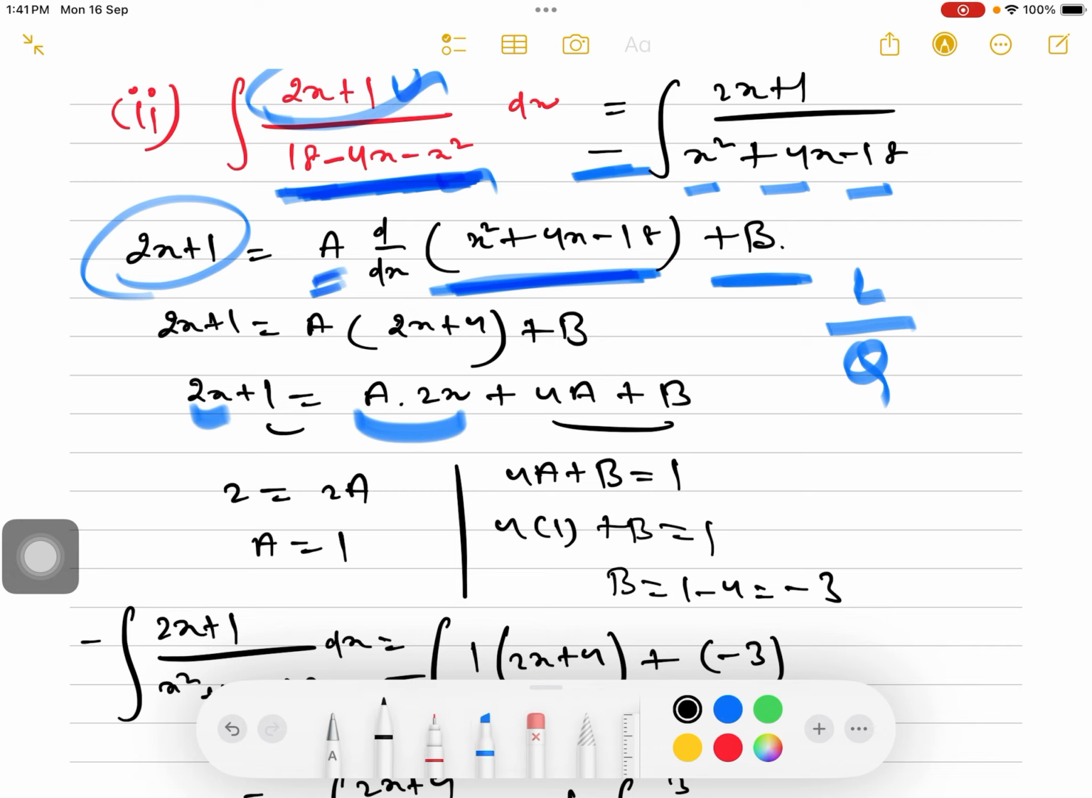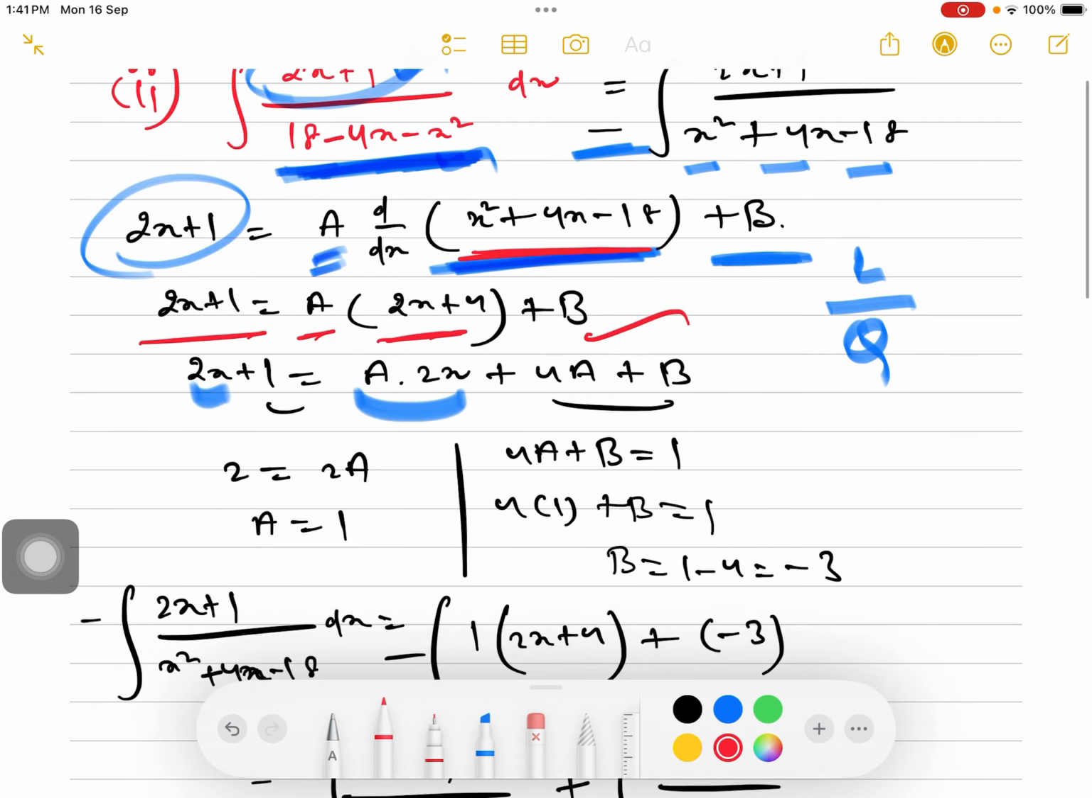After that, 2x + 1 equals a times the derivative of x² + 4x - 18, which will be 2x + 4, plus b. Now multiply these two terms: multiply a by first 2x, so it is a into 2x, then a multiplied by 4, so it is 4a, plus b.